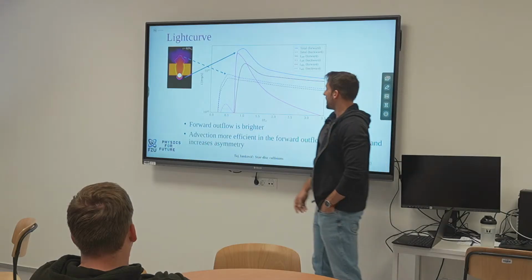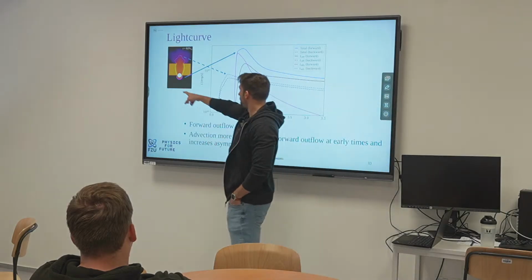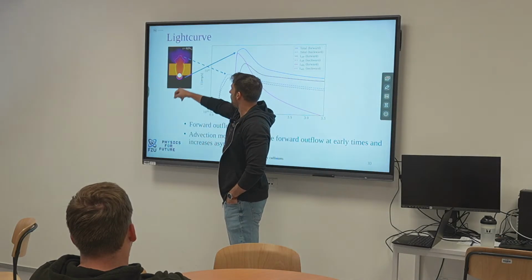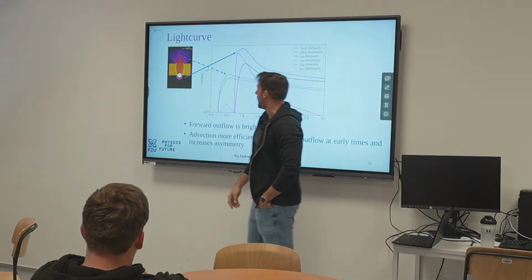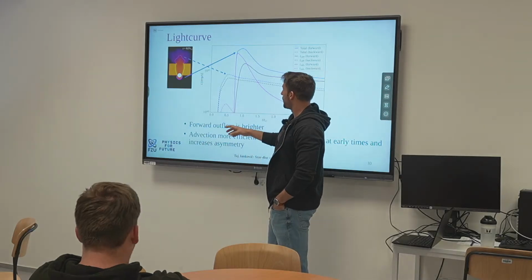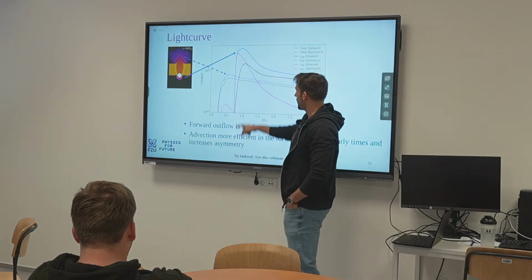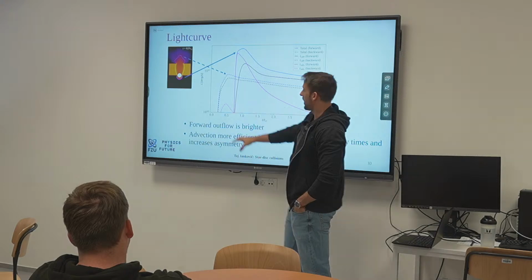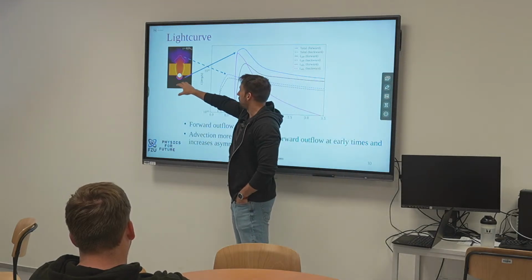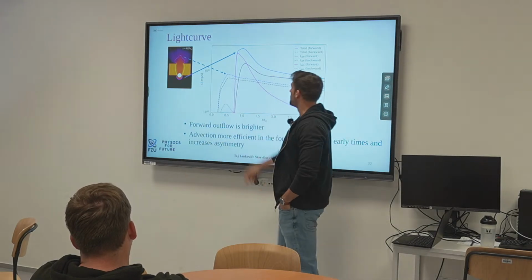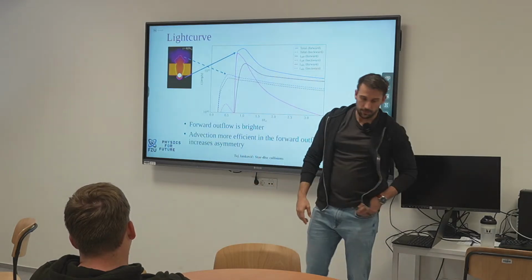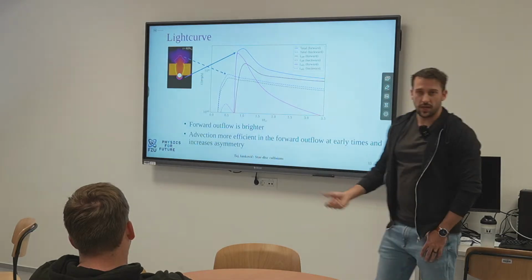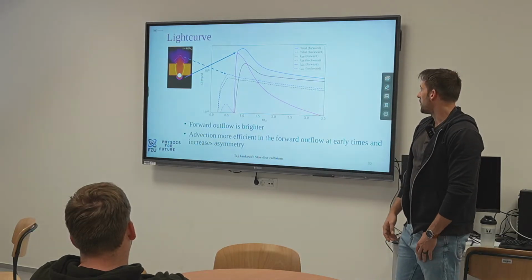And this is because at early times, this is sort of how the photosphere would be, where it would be located. And basically what happens along the forward direction is that advection is very efficient because you have this denser outflow moving with higher velocity. So this gives rise to this initial peak, and the reason for this asymmetry, larger difference in luminosities at early times.